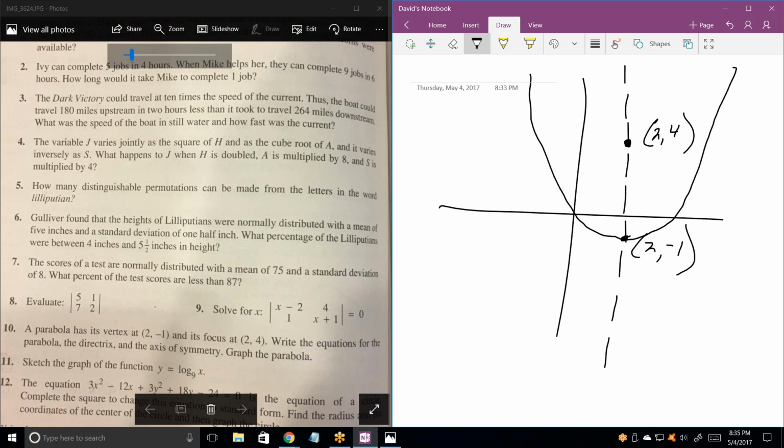Yes. What is P? I don't know. P is the distance. It's called the focal length, and it's the distance from the vertex to the focus. Okay. Now, first of all, I need to know my general equation.